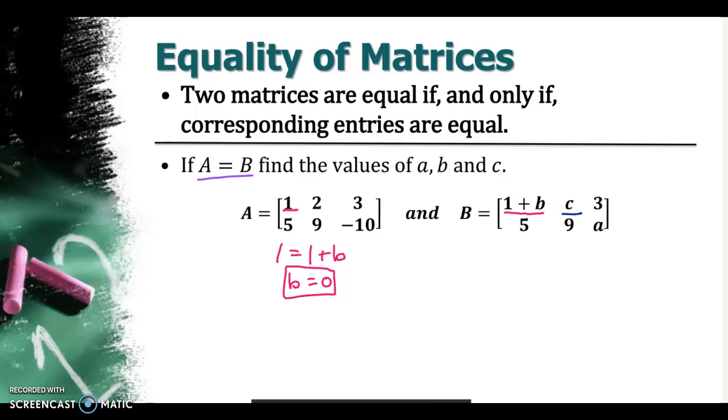Now look at C. That entry corresponds to this entry here in matrix A, which is entry 2, and since the matrices are equal, C must be 2. For the last one, A is in the same entry spot as -10, so A must equal -10. So again, 2 matrices are equal if and only if corresponding entries are equal.